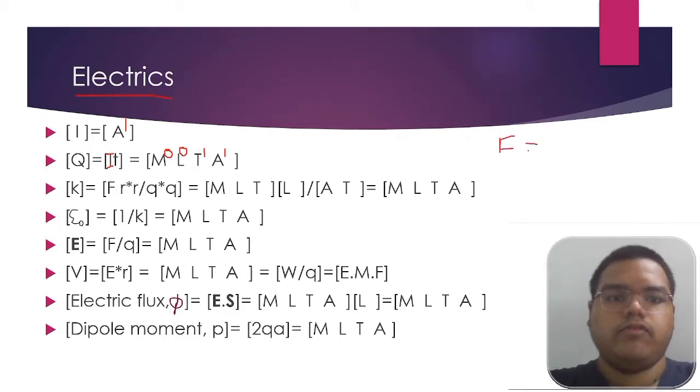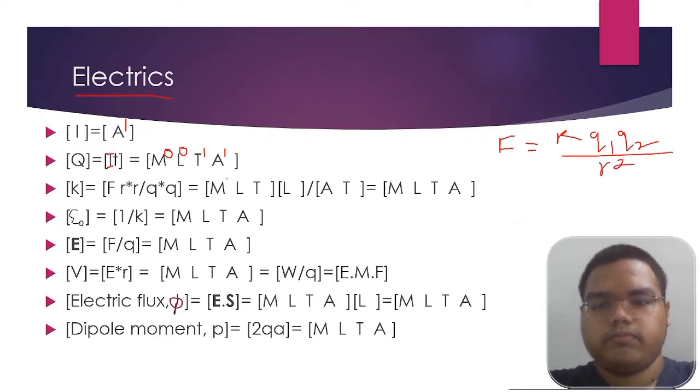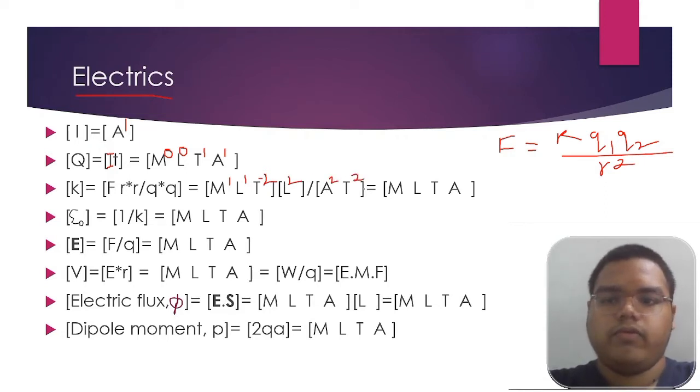equation F equals to k q1 into q2 divided by r square. So M to the power 1, L to the power 1, T to the power minus 2 into L square divided by A square T square. So we will have M to the power 1, L cube, T to the power minus 4, and A to the power minus 2. Okay, done.